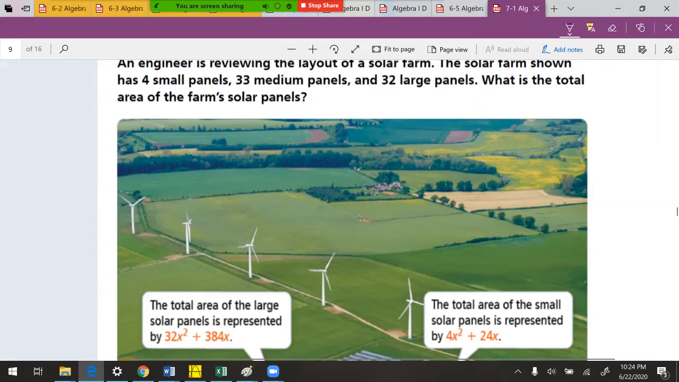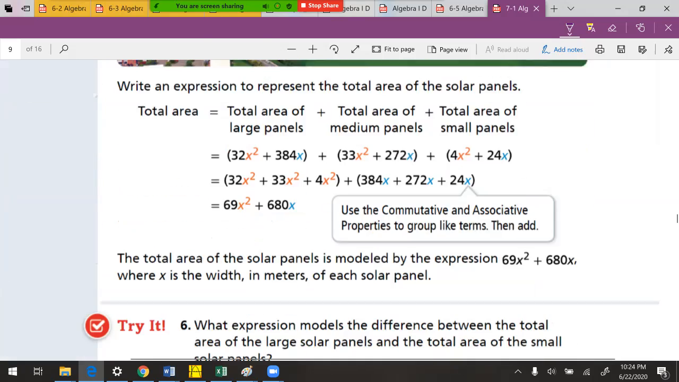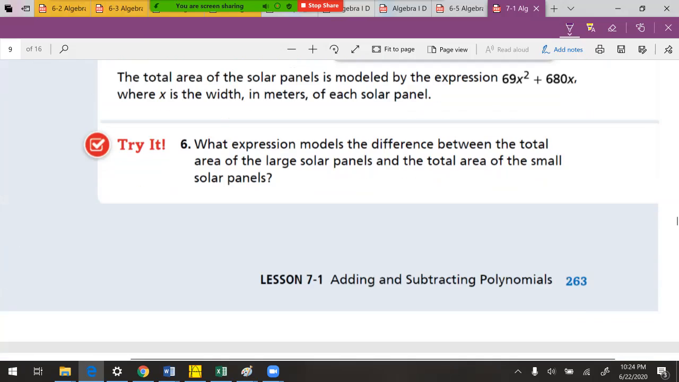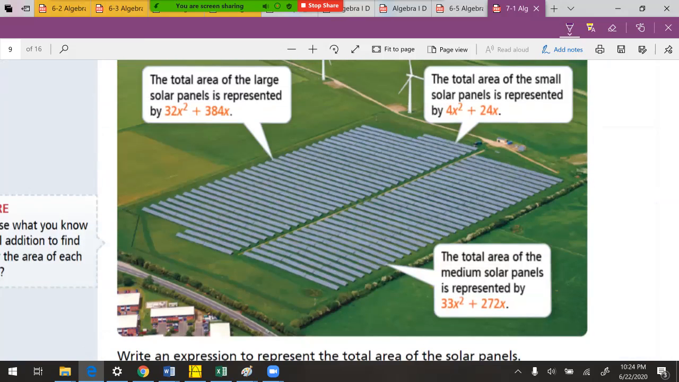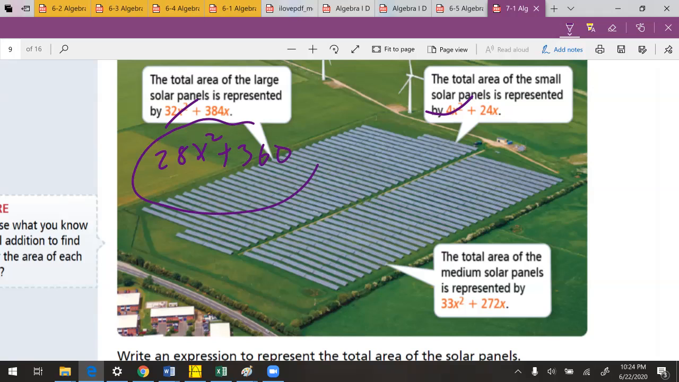Okay, area, all we're doing is combining like terms, simple as that. So let's look at this example. What expression models the difference between the total area of the large solar panels and the total area of the small solar panels? So let's find the difference, large, small. We're subtracting. So this becomes 28x squared, and then 384x minus 24x, that's plus 360x. We're done. You got it.